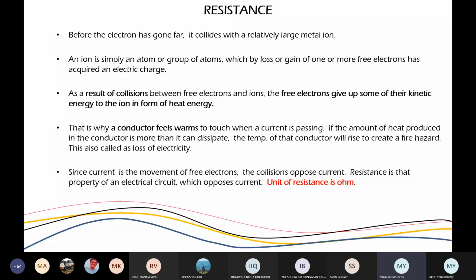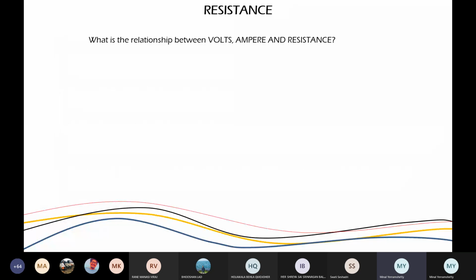Now, since current is the movement of free electrons, the collisions oppose current. Collision with what? With the ions. Resistance is that property of an electrical circuit which opposes current. The unit of resistance is ohm. Why do I say this? Because this is where your formulas will come in. What is the relationship between volts, ampere and resistance? Voltage is V, so voltage is equal to current into resistance.